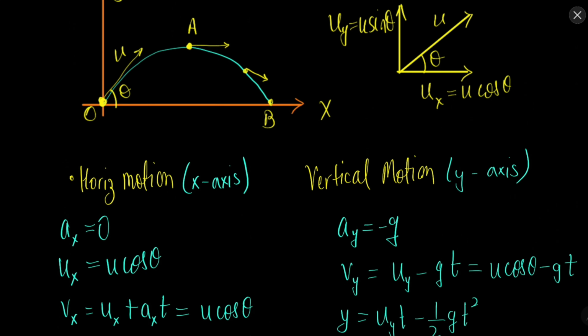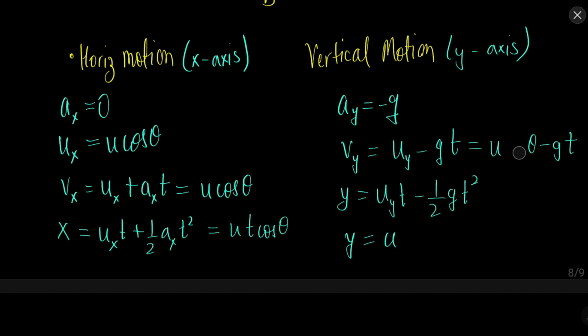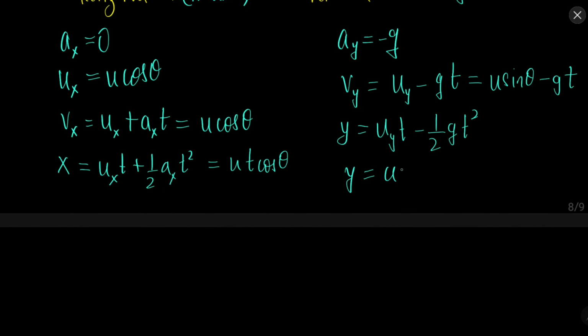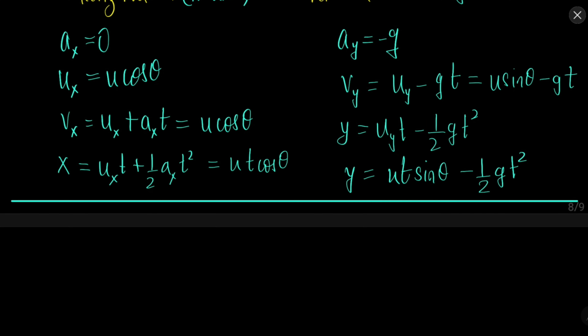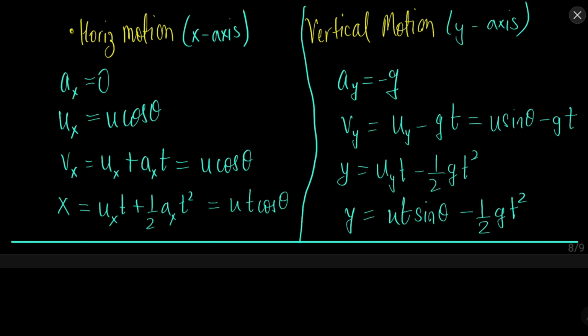Just a second, it is u sin theta in the vertical direction. So y equals ut sin theta minus half gt square. So these are the equations that you get for horizontal and vertical directions individually. Now we will try to find some more formulas.